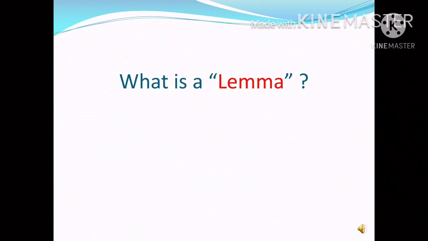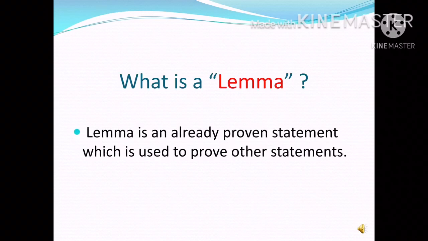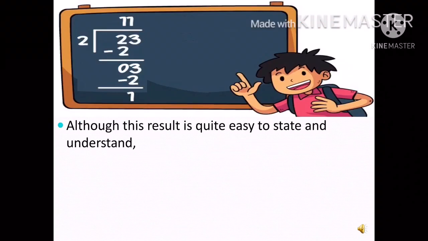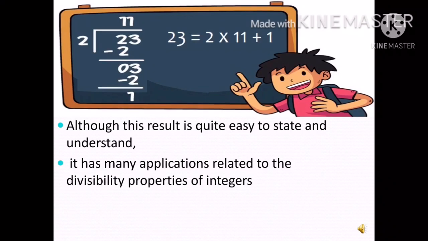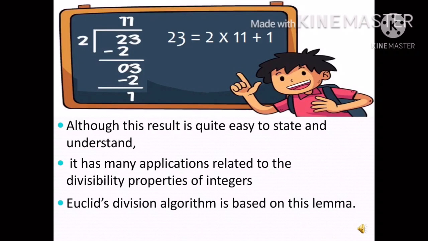In mathematics, as you all know, every statement or result has to be proved. That is, it requires a proof. A lemma is an already proven statement which is used to prove other statements. Although this result is quite easy to understand and easy to state, it has many applications related to the divisibility properties of integers. And the Euclid division algorithm is based on this lemma.